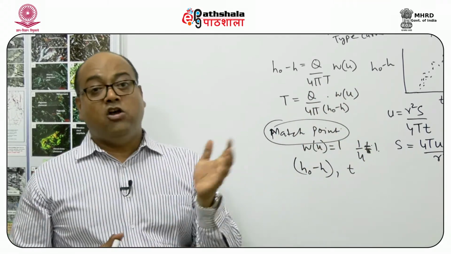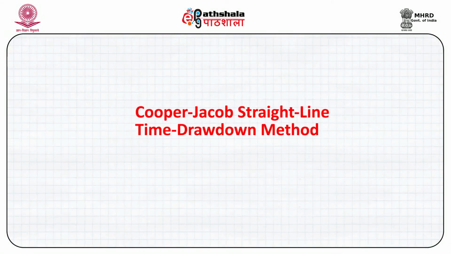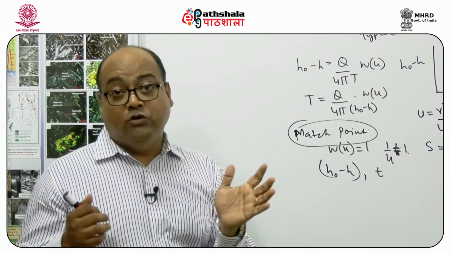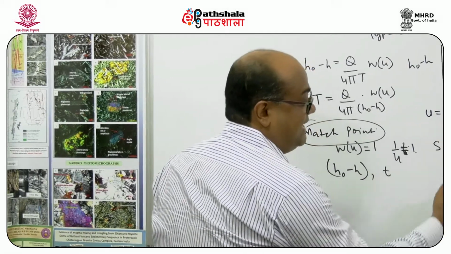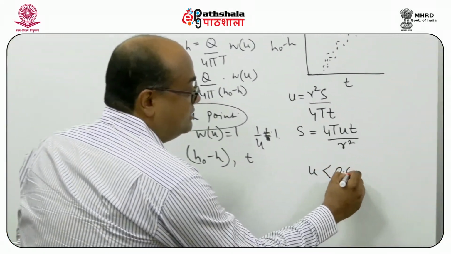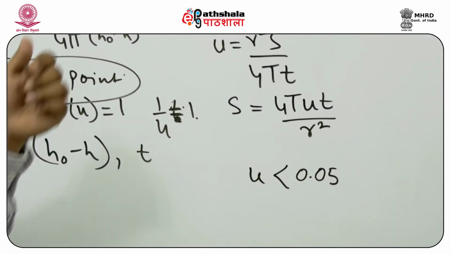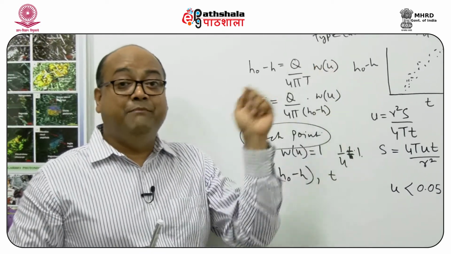Okay, later on, C.E. Jacob simplified this method a little bit, under the assumption that if the value of u, which is defined here, is less than 0.05, then the higher order terms of the well function can be ignored.